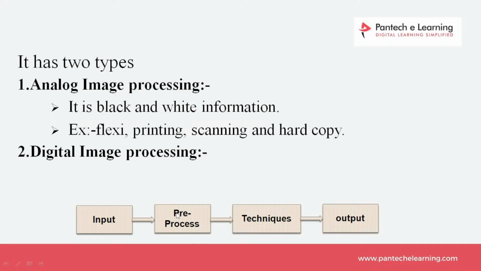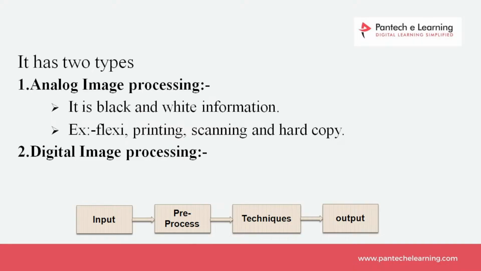What is the meaning of pre-processing? When you give your input image, you have to do some enhancement first. Then only you can give it to the techniques, and then it will work. For that purpose you call it pre-processing. In pre-processing, you have the option to do some enhancement process on the input picture. That is what you call pre-processing.